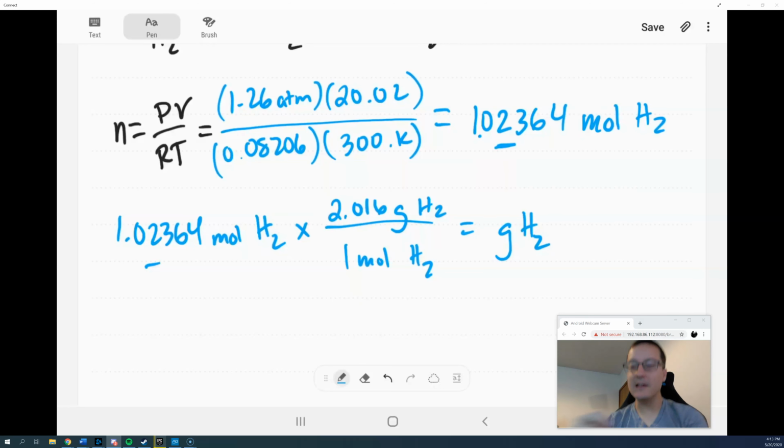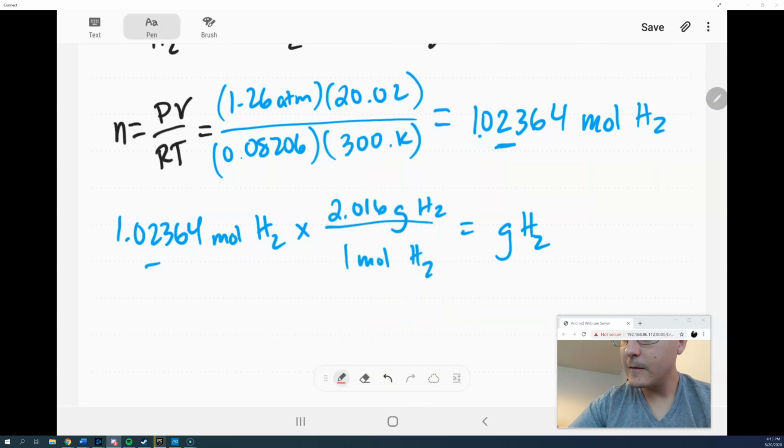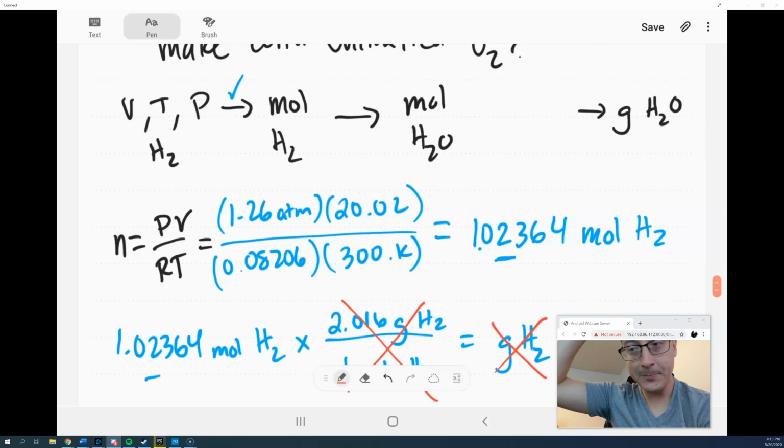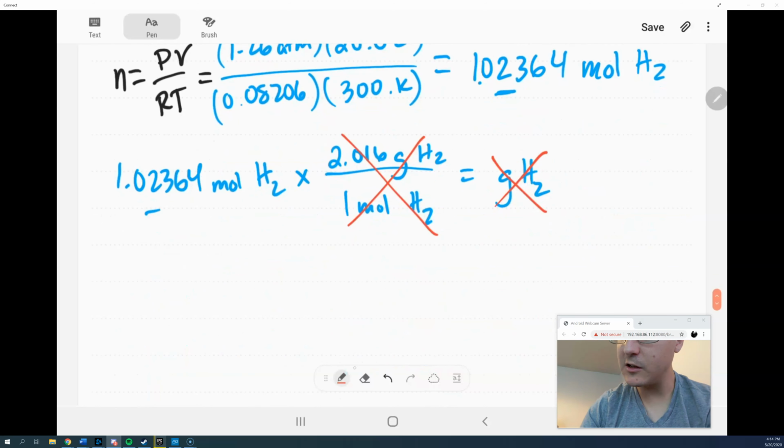It doesn't, exactly. So don't do that. This is not what we're looking for, so not what we're going to need. So if we look back to our plan, we want to go from moles of hydrogen to moles of water. Alright, and so Tiffany had suggested we'll use the molar mass of water.